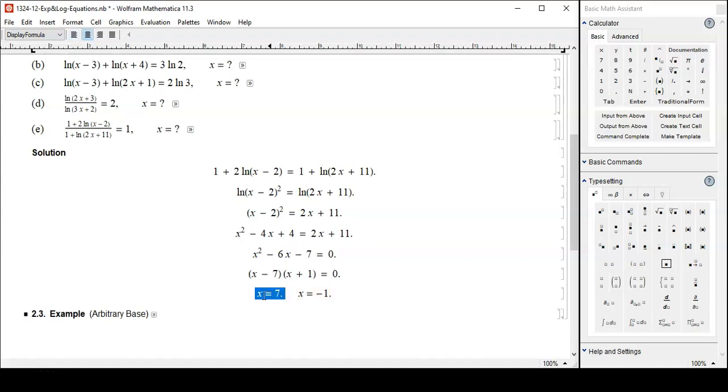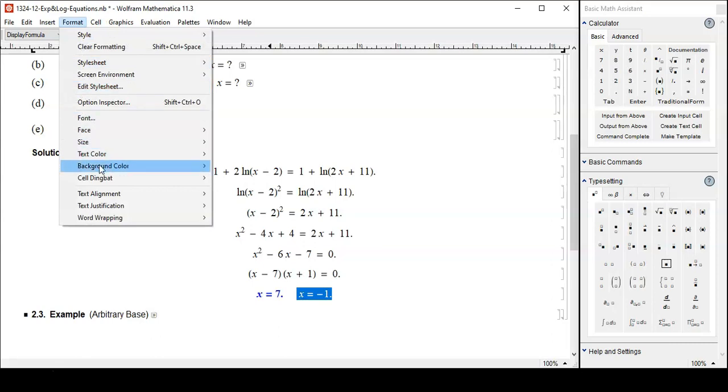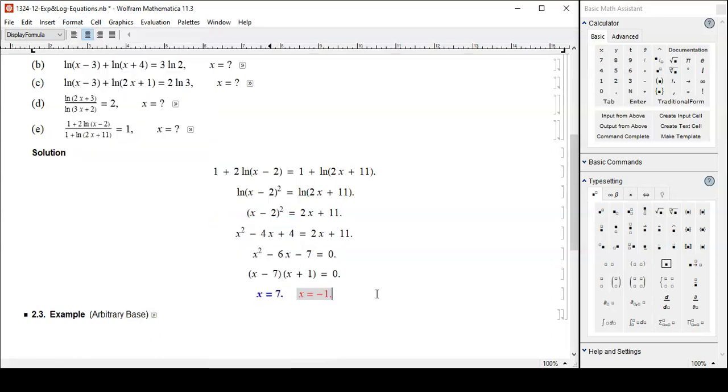Let's see, x equal to 7 will probably work. I just highlighted it in blue. And this one, I don't think that's going to work. Let's check. Plug in 7. 7 minus 2 is positive. 7 times 2, 14 plus 11. Okay, all good. If I plug in x equal to negative 1 there, negative 1 minus 2, that's not going to work. We cannot have negative 3 inside the logarithm. So this one is extraneous, and you have to stick with x equal to 7 only.